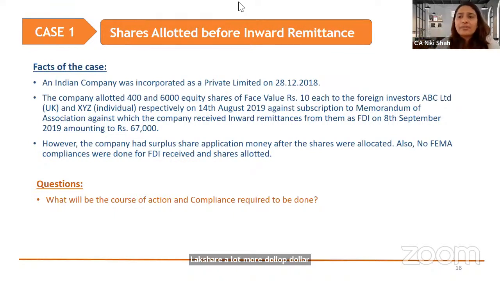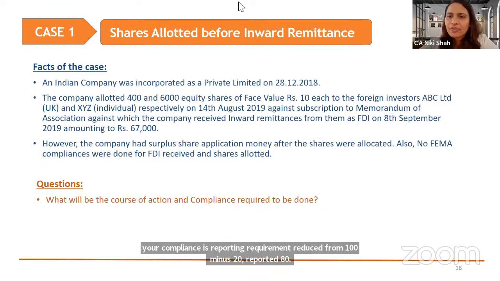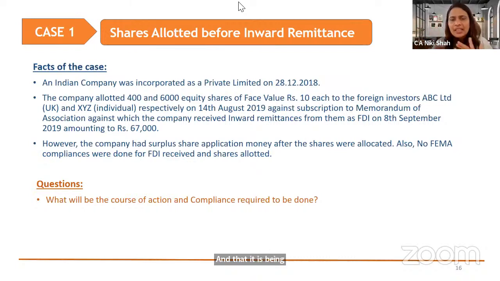That is why, if there is a case of refund, pehle, before you do the compliances, refund will be required. Because aapka FIRC is reporting $100 coming in, your FCGPR is reporting only $80 being issued, $20 khada hai. So, wo reporting incomplete hai. That is why bankers will insist, pehle refund karo. Refund kiya, jaise hi your compliance reporting requirement reduced from 100 minus 20, reported 80. And that 80 is being sufficed by the FCGPR. That is the logic. And hence that three step needs to be completed.